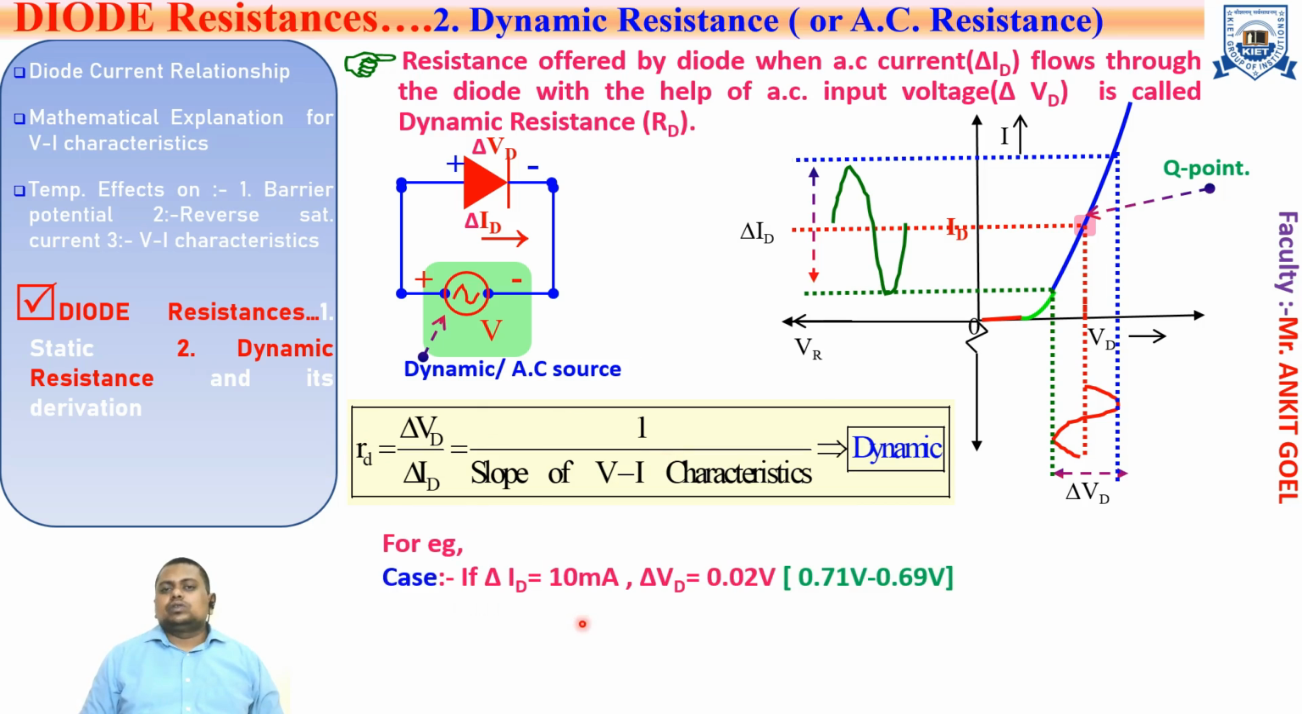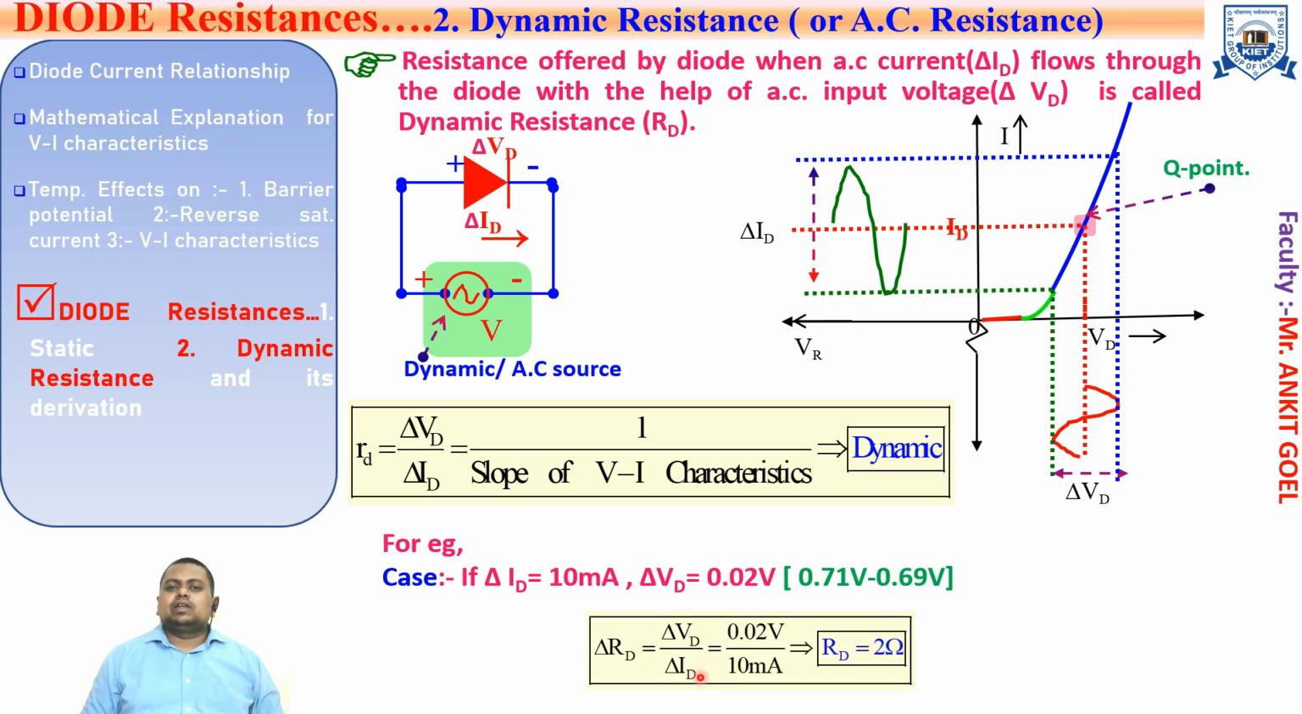For example, suppose the current flowing through the diode is changing, delta ID equals 10 milliampere, and suppose the voltage is varying between 0.7 volt and 0.69 volt. So delta VD is the difference of these two extremes, that is 0.02 volt. For these values, the dynamic resistance is the ratio 0.02 volt upon 10 milliampere, which comes out to be 2 ohm. You can see it is a very low resistance in the forward bias region.